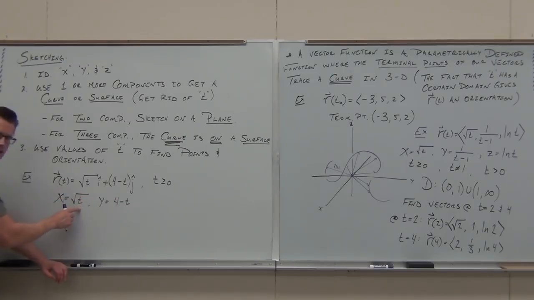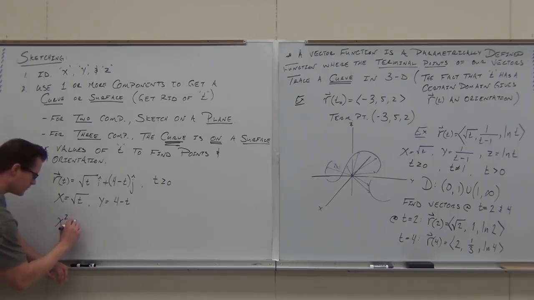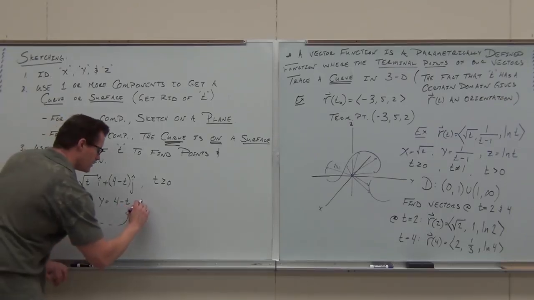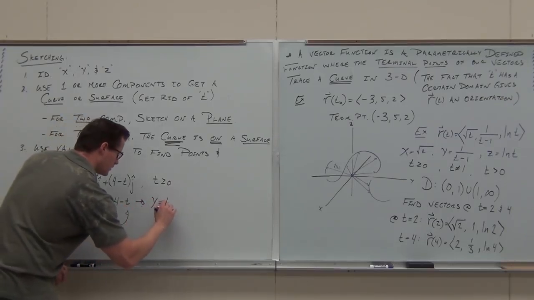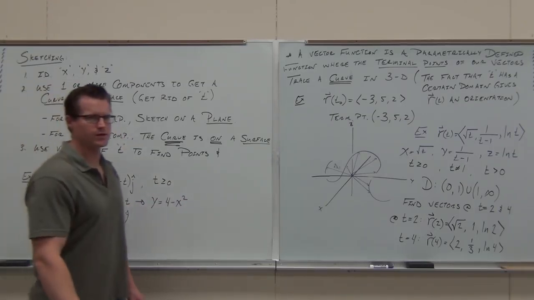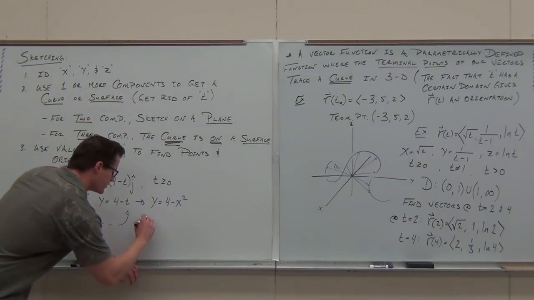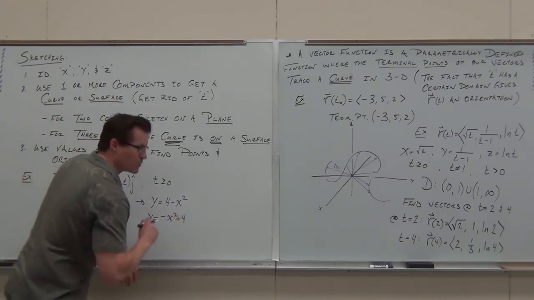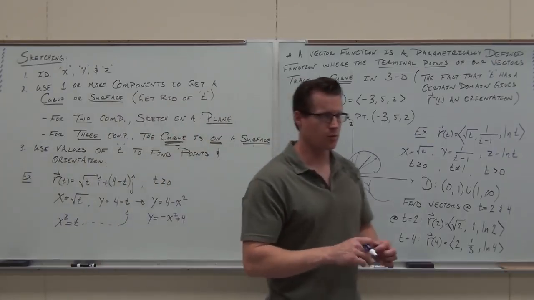Can I get this t so that I can make a substitution? What would I do over here? Square. Yeah, you do stuff like that. So x squared equals t. If x squared equals t, then y equals 4 minus x squared. Or if you like it better this way, I like it better that way, negative x squared plus 4.